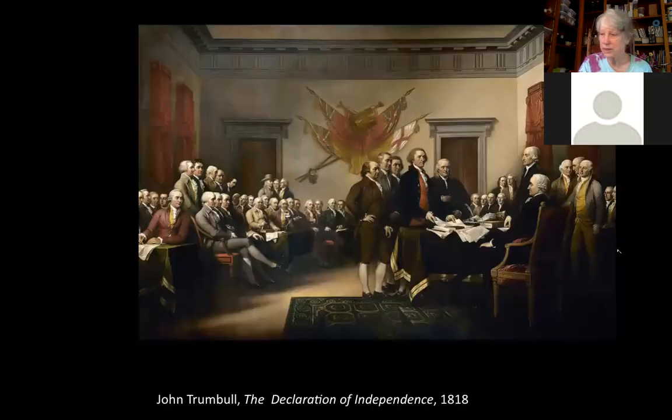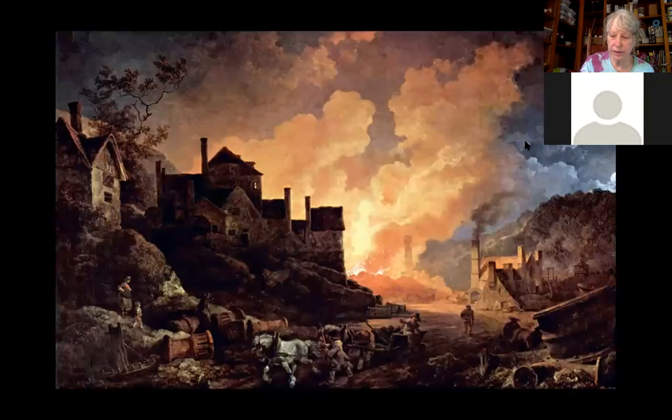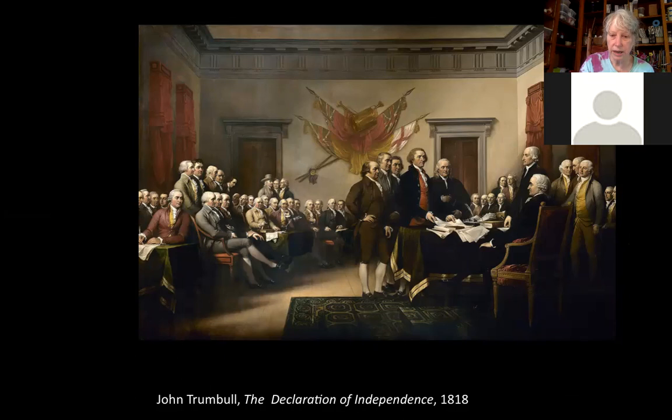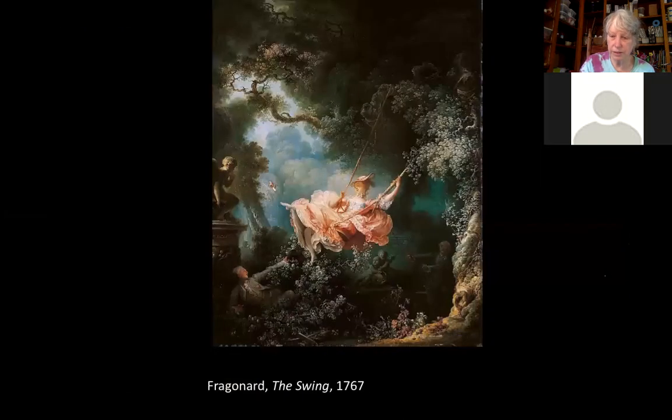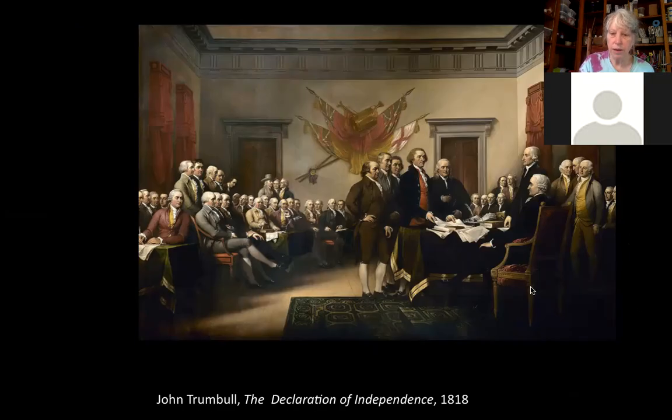All right, so I just put this painting in here not because it's an important part of art history necessarily, but because it's about the founding of America. That is the writing of the Declaration of Independence.